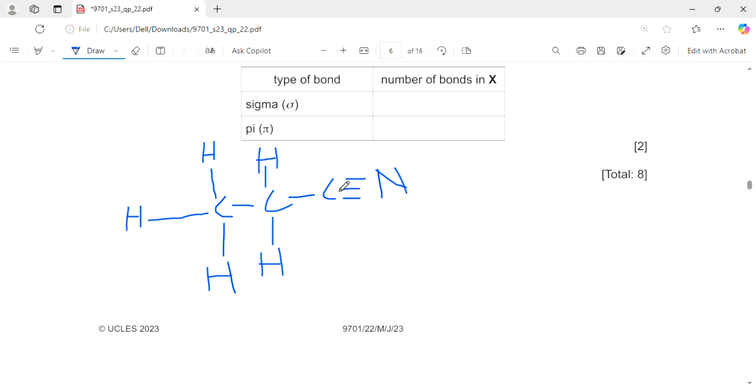Pi bonds are in multiple bonds. So there are only two pi bonds present in the molecule. Here are the two, and we are left with 1, 2, 3, 4, 5, 6, 7 and 8. So we have 8 sigma bonds in the molecule. This is question number 3, which we have done.